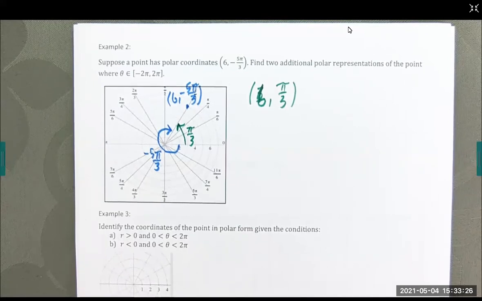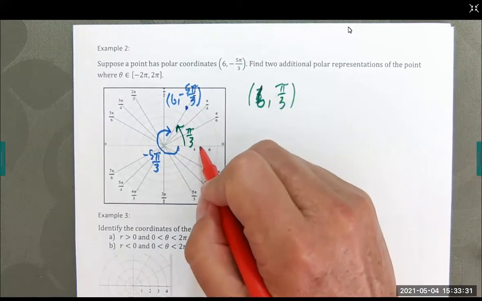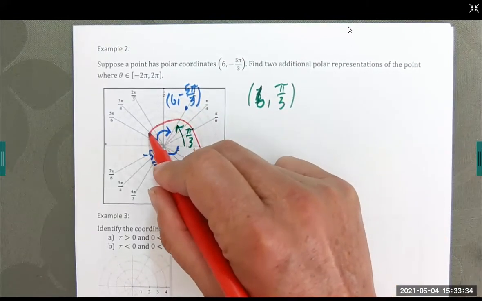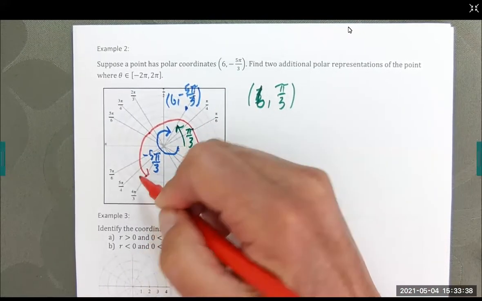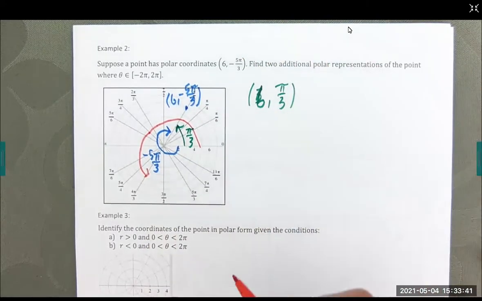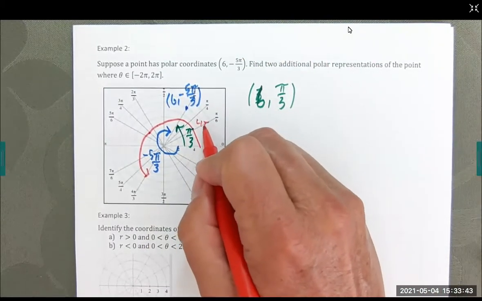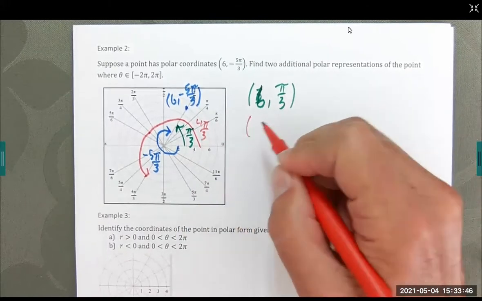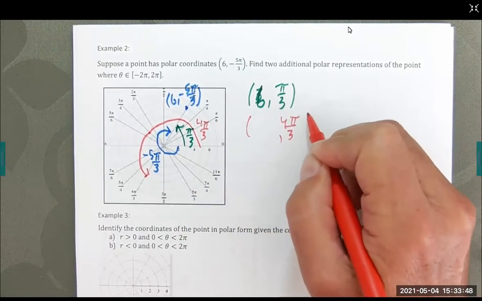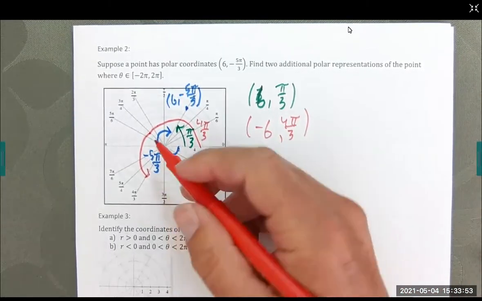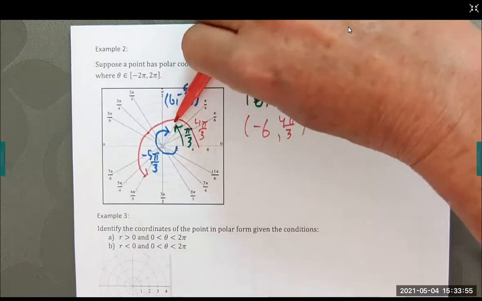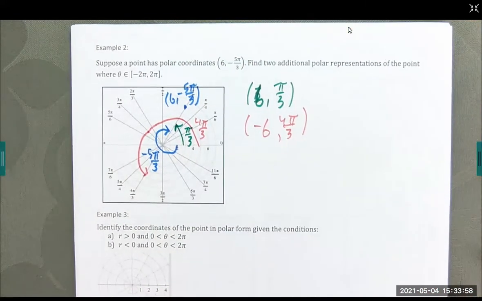We can also go a positive four pi over 3. But I'm going to go negative 6. I'm going backwards. So I'm going all the way to here. So I'm facing that way, and then I'm going to go backwards 6 to get to my point. A little crazy, I know.